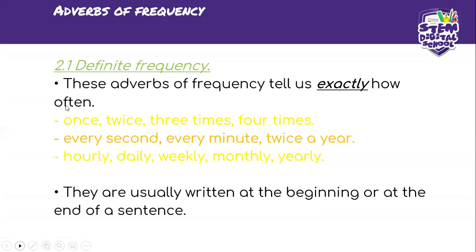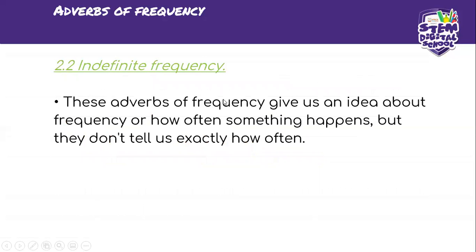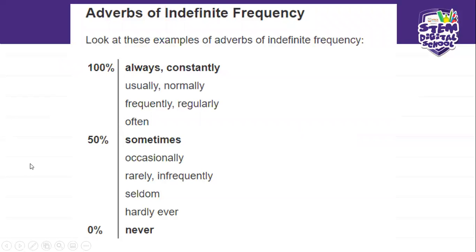Then we have adverbs of indefinite frequency. These adverbs give us an idea about frequency, or how often something happens, but they don't tell us exactly how often. With these ones, you are really just approximating. You are sure that something happens this often, but you really can't tell exactly. You cannot express it as a number of times in a given period. This one is so interesting that we had to use a diagram for it. So here are the examples of adverbs of indefinite frequency.